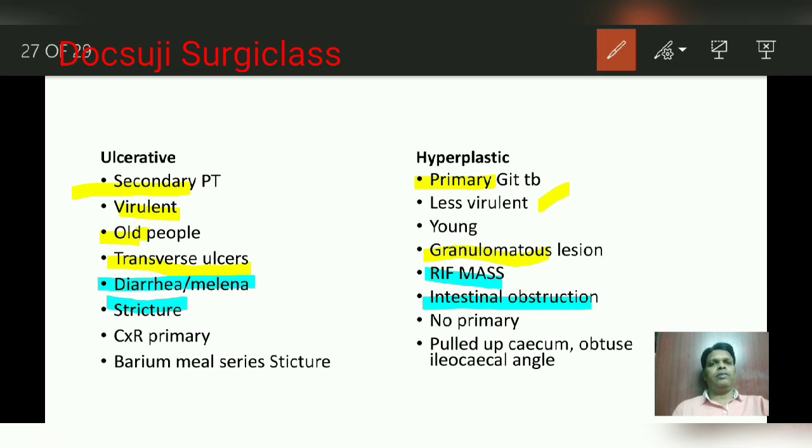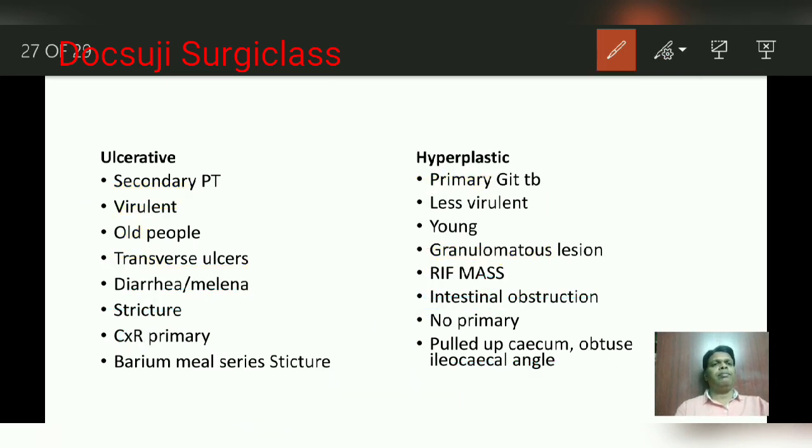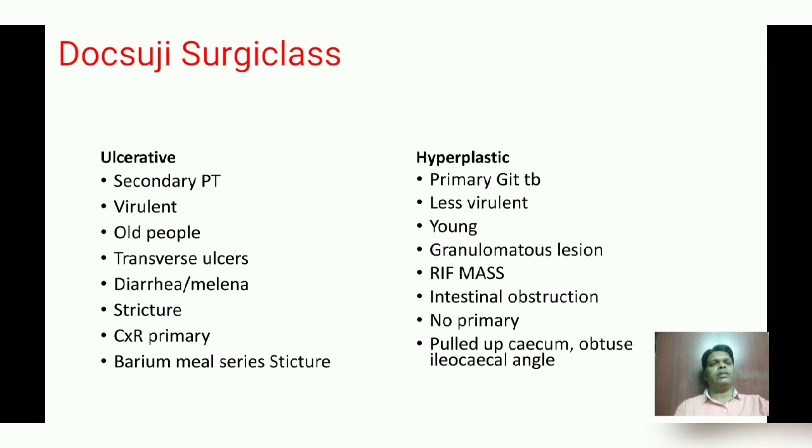On chest X-ray, a primary pulmonary tuberculosis lesion can be seen in ulcerative, whereas in hyperplastic there is no primary lesion. On barium meal, you can see a stricture in the ulcerative type, and in hyperplastic it is a pulled-up cecum and obtuse ileocecal angle. So these are all the differences between the ulcerative type and the hyperplastic type.